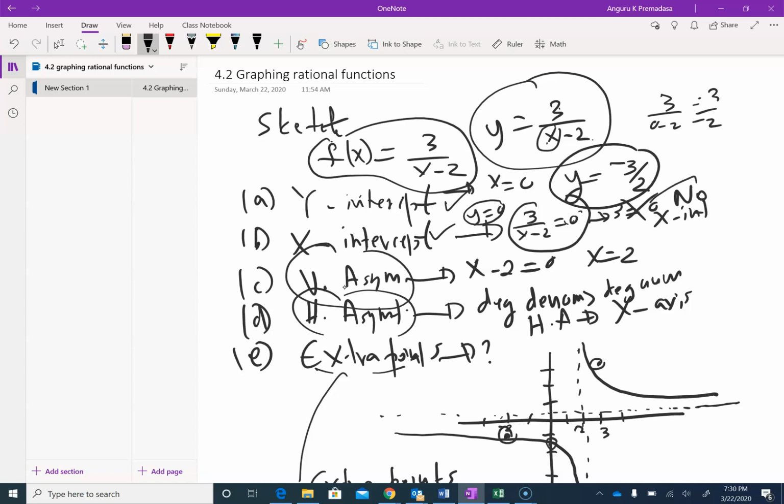Then we want to find the vertical asymptotes, and we know that to find that, you take the denominator and set it equal to 0. So x minus 2 equals 0. So x equals 2 is a vertical asymptote.